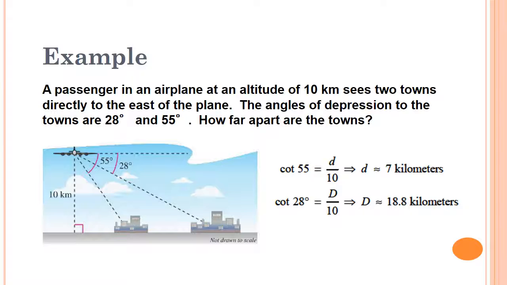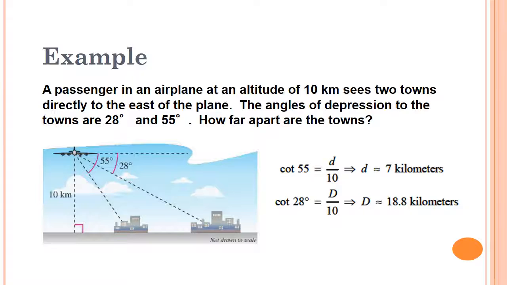Okay, we're going to use the cotangent of 55. It's going to be d over 10, which is about 7 kilometers. And then the cotangent of 28 is d over 10, capital D, which is 18.8 kilometers. So the farther city is 18.8.